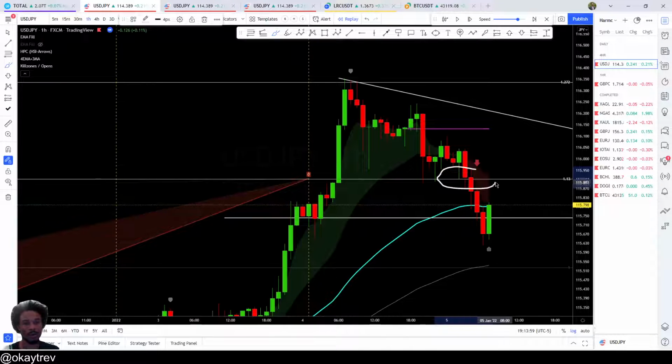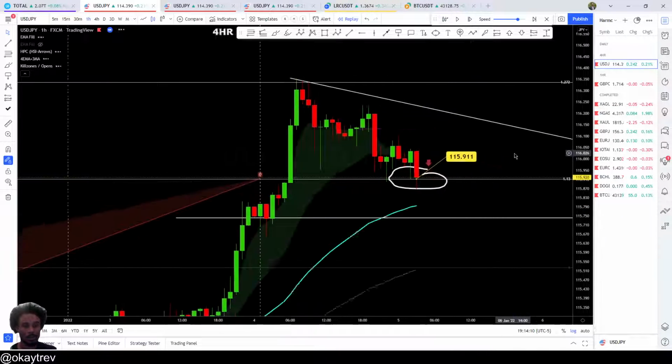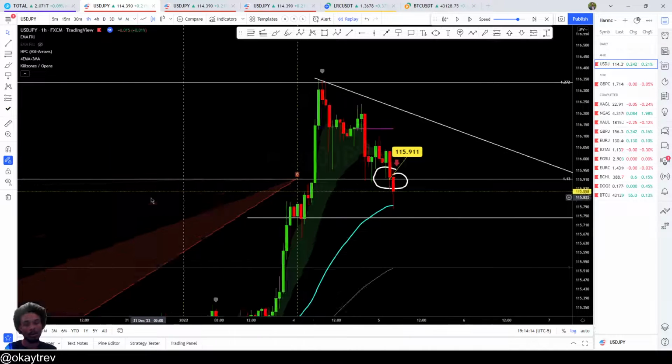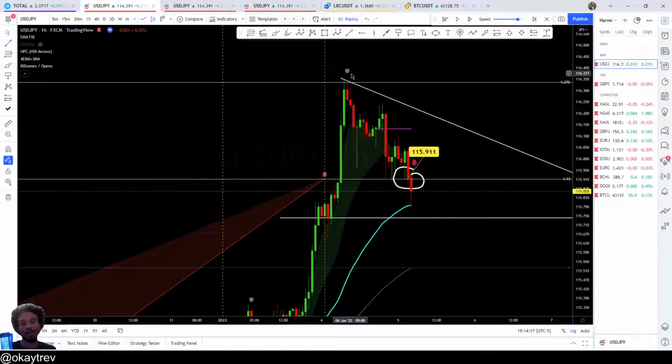Right here, around this 113 extension level, specifically at the price point of 115,911. Right here, when that candle closed, let's back it up. When this candle closed here and it broke down, I said, hey, price is confirmed. Not only has price gone up past our hop level, but it has now rejected and given me bearish downwards rejection.